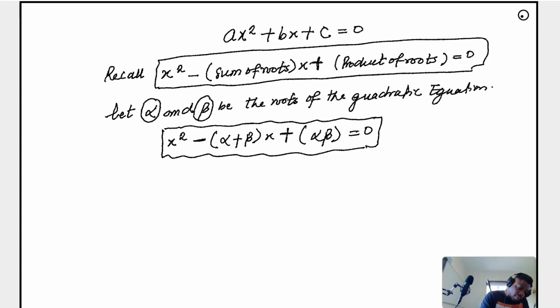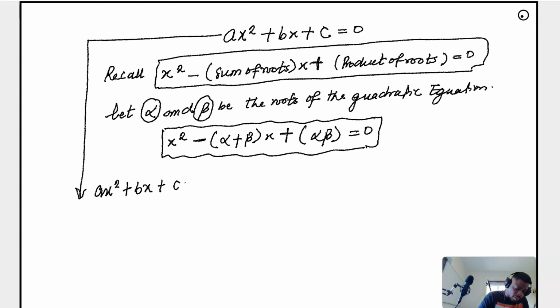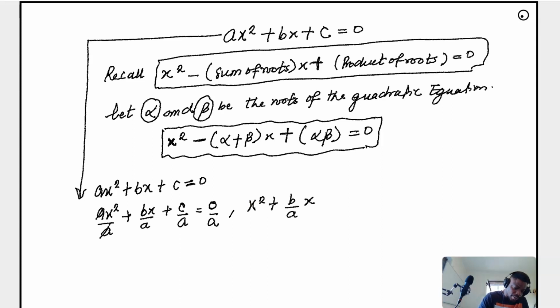Now if I come back here, ax squared plus bx plus c is equal to 0. You see here that the coefficient of x squared here is 1. So let's do the same thing to this one. So ax squared divided by a. So we are dividing through by a. Okay, so a will get a off. So I have x squared plus b over a x plus c over a is equal to 0.